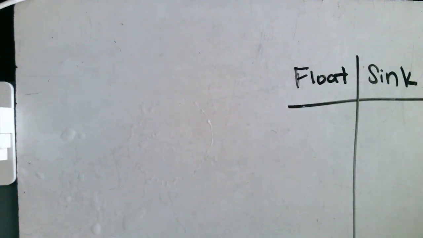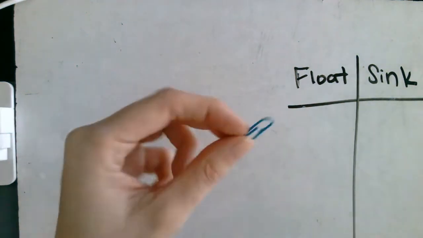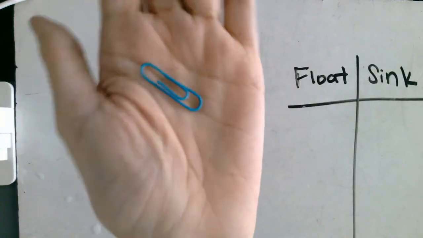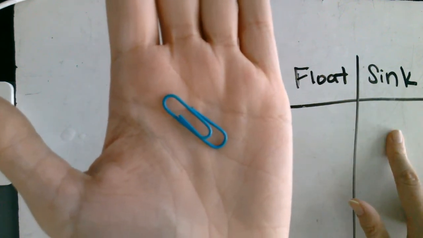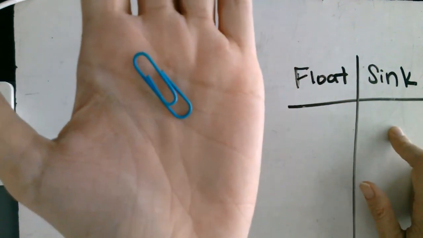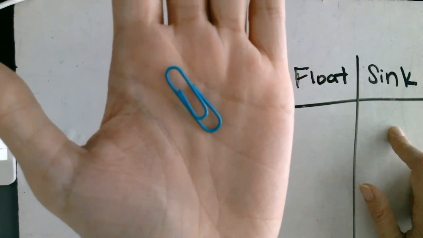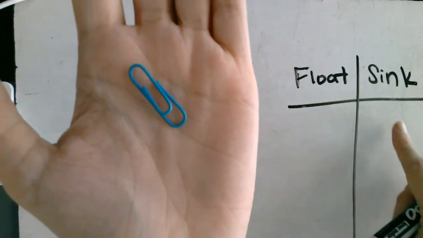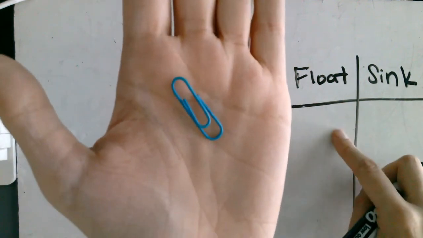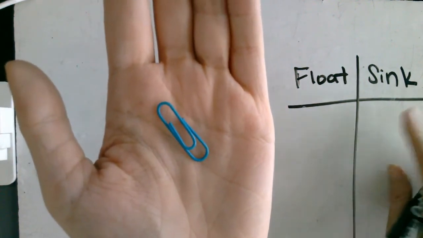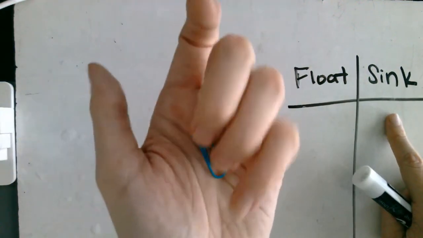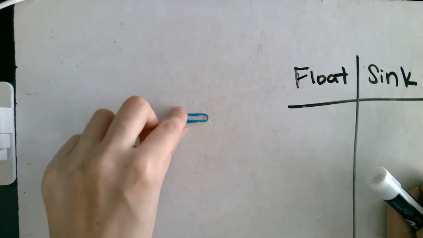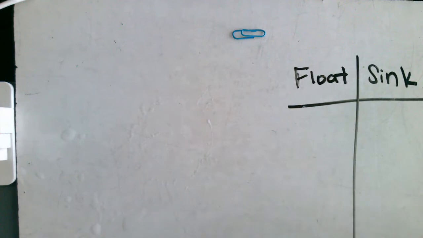Our first item that we'll test today is a paper clip. Let's make a guess. Do you think that this paper clip will float or sink? If you think the paper clip is going to float, stand up. If you think the paper clip is going to sink, sit down. After your class has voted, write how many students think it will float and how many students think it will sink on your T-chart on your class board. Just make one as a class right now.